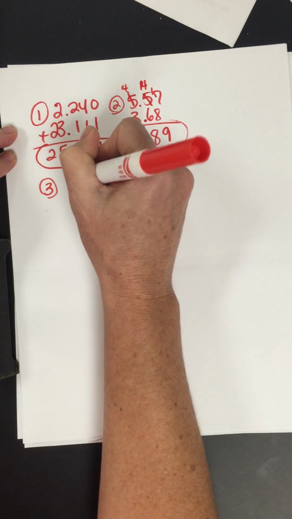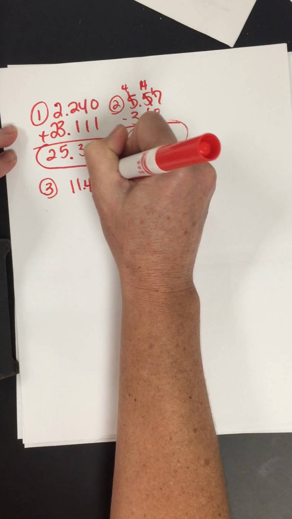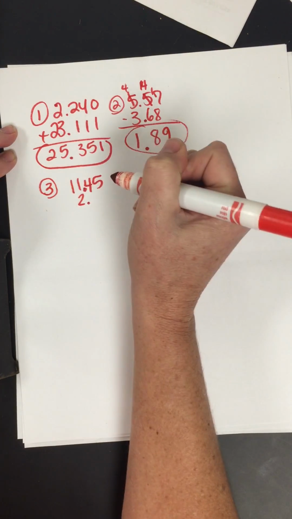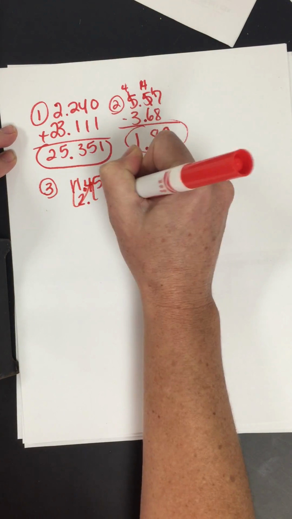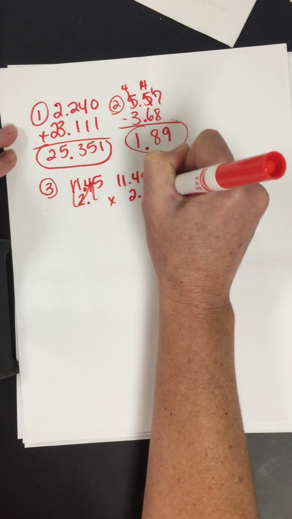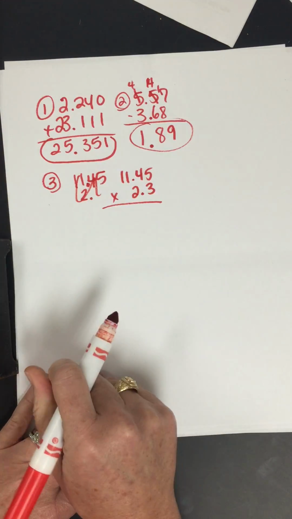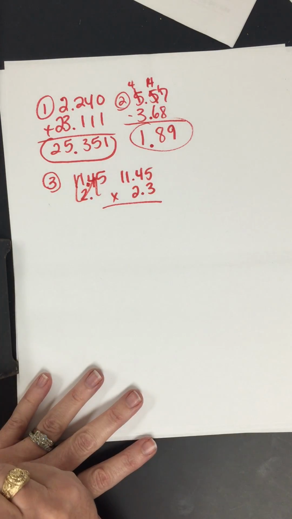Number 3 is multiplication. I like to always put the number that has more digits on top. That is called the commutative property of multiplication. In multiplication, we do not need to line up our decimals. We don't worry about our decimal at first. We just multiply, just like this is 1145 times 23.